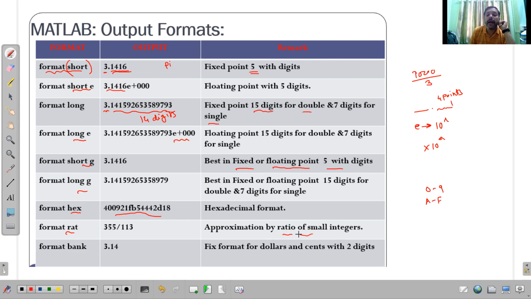Format rat will give the output in terms of rational numbers, an approximation by the ratio of small integers. Format bank: in banking, we have rupees and paisa, similarly dollars and cents. So we require 2 digits after the decimal in the banking format. If you use format bank, it will display 2 digits after the decimal point. So these are the different formats used in MATLAB.